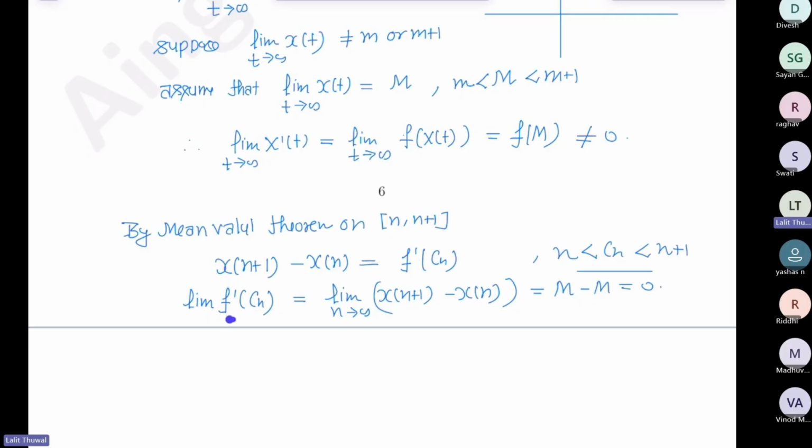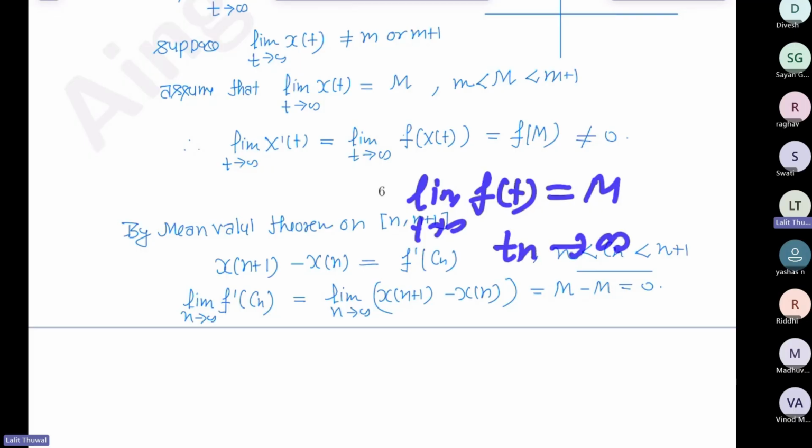But it contradicts what? That the limit n tending to infinity f dash Cn is 0. It contradicts something. What? Let me know. This thing, right? Because if you have a function and you have this limit as t tends to infinity, the limit is m, then it does not matter which sequence you choose, which diverges to infinity, then this must converge to m as n tends to infinity. This is a sequential criterion for the existence of limit.